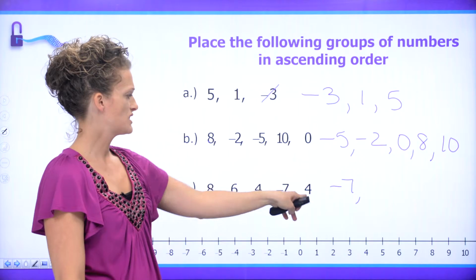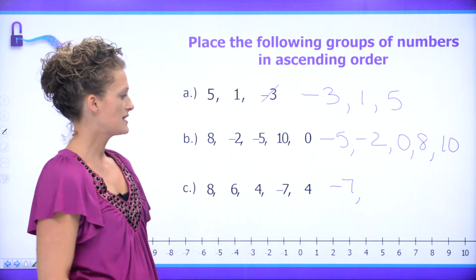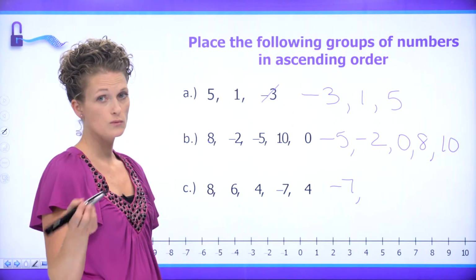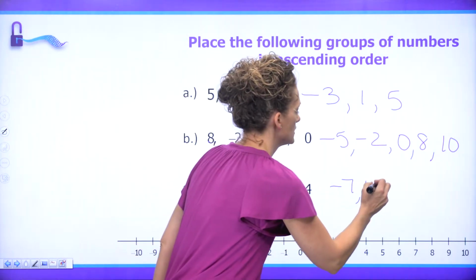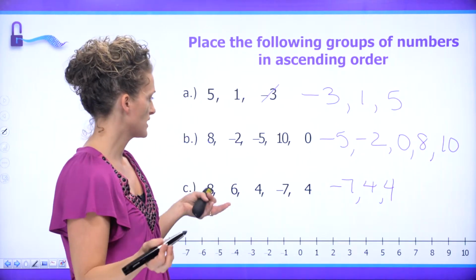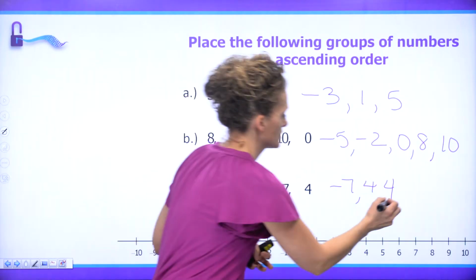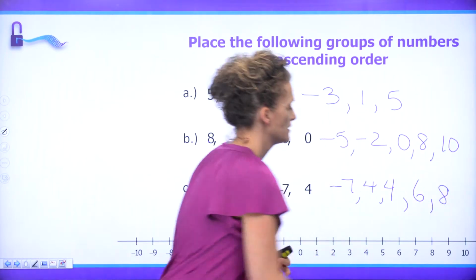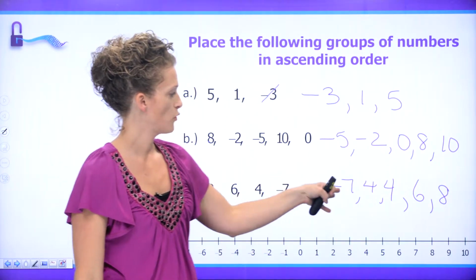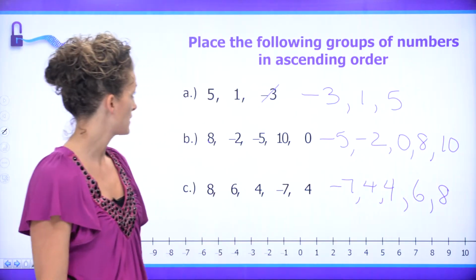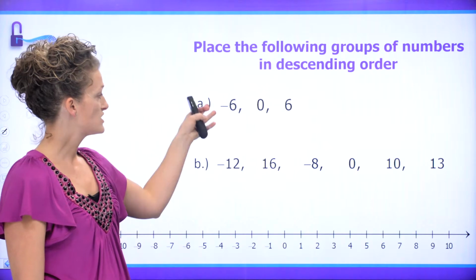We have two 4s here, and sometimes you only need to write it once, and sometimes you need to write it twice. So we're going to go ahead and write it twice. It doesn't matter, obviously, we can't distinguish between the two because they're the same, they're equal. And 6 is smaller than 8. So -7, 4, 4, 6, and 8. That's ascending order.